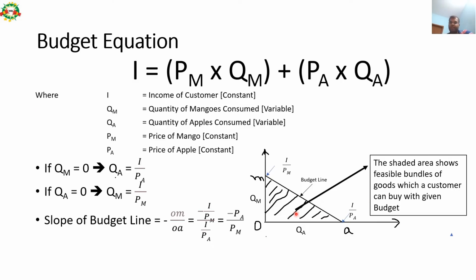And this shaded area shows the feasible bundles of goods which a consumer can buy with the given budget. So if the customer is having 100 rupees, he can buy any possible combination in the shaded area. Please remember, this point is equal to I divided by PM, this point is equal to I divided by PA, and this line is called budget line.